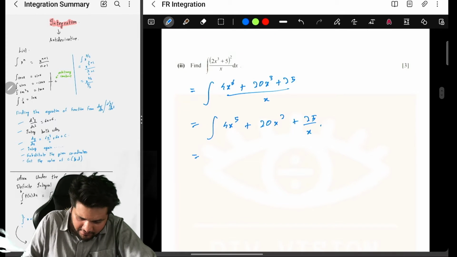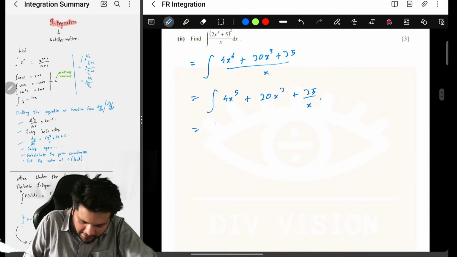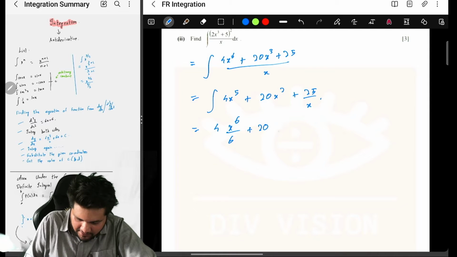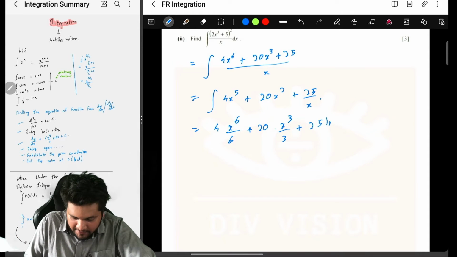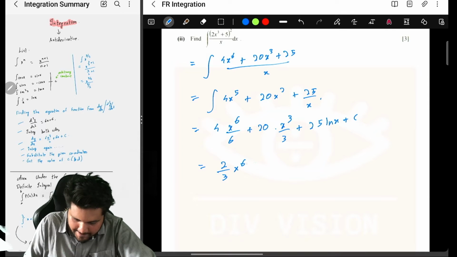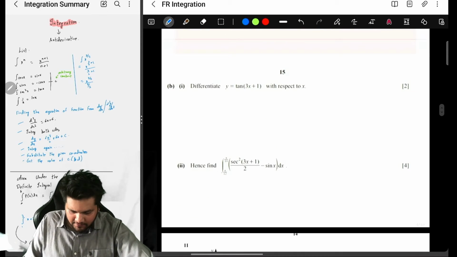This is simply going to be, I just forgot this plus c, so I'll write it down here. So this is going to be 4 constant outside, x to the power of 6 upon 6, plus 20 constant outside, x to the power of 3 upon 3, plus x to the power of 0 upon 0 you cannot put it, so it's going to be 25 ln x plus c. At the end of the day, the final answer is going to be 2 by 3 x to the power of 6 plus 20 by 3 x to the power of 3 plus 25 ln x plus c. That's your final answer. Quite simple.